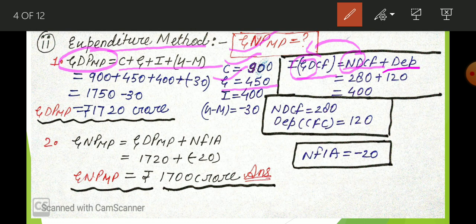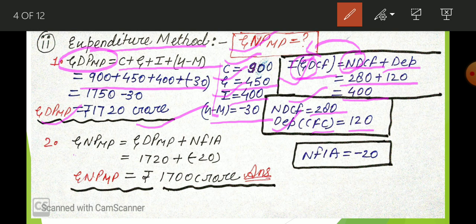have to add depreciation. Okay, so NDCF value is given 280, and depreciation, meaning consumption of fixed capital, its value is given 120. So when we add 280 plus 120, we get the value 400, and this is the value of I. Okay, now net export is given -30. So now we have all these values. Okay student, so we put them in this way, and we get the value of GDP-MP, that is 1720.